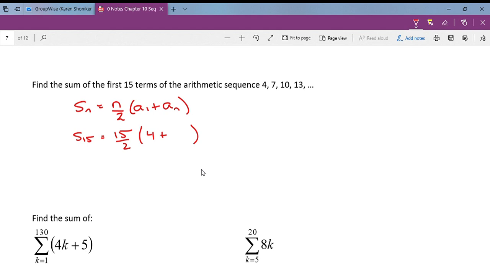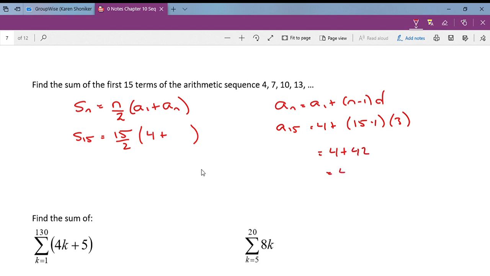Now in this particular sequence, they didn't give me the 15th term, so I have to use this formula to first find the 15th term. So the 15th term is going to equal the first term plus 15 minus 1, or 14 common differences of 3. So 4 plus 14 times 3, which is 42. So 42 plus 4 is 46. So I'm going to put the 46 in here.